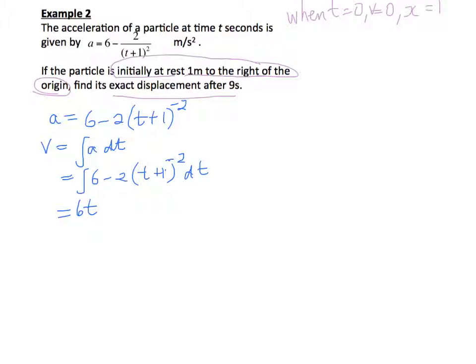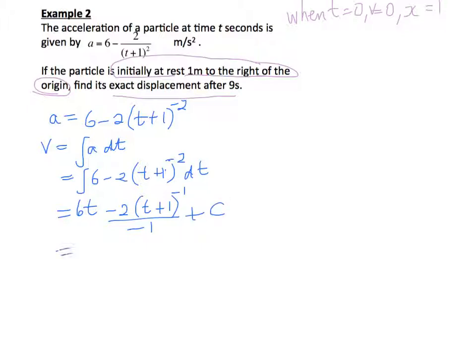Integrating this bit here, we want to add 1 to the power. So negative 2 plus 1 is negative 1. Divide by the new power. Divide by the derivative of whatever's inside the brackets. The derivative of t plus 1 is just 1. And then we have our constant of integration.